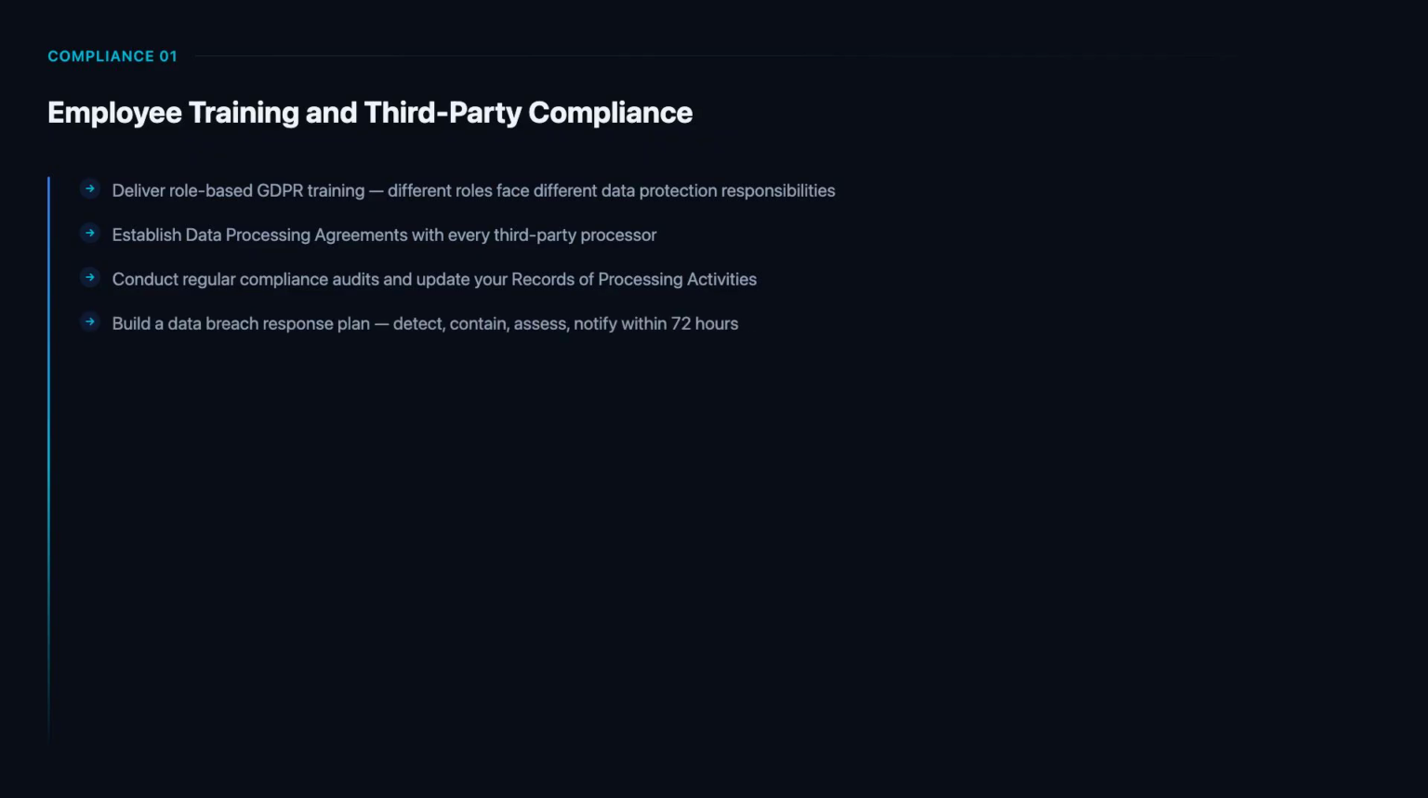Build a data breach response plan that covers detection, containment, assessment, and notification. GDPR requires you to notify the supervisory authority within 72 hours of becoming aware of a breach that poses a risk to individuals. The course provides a breach response plan template and notification checklist.